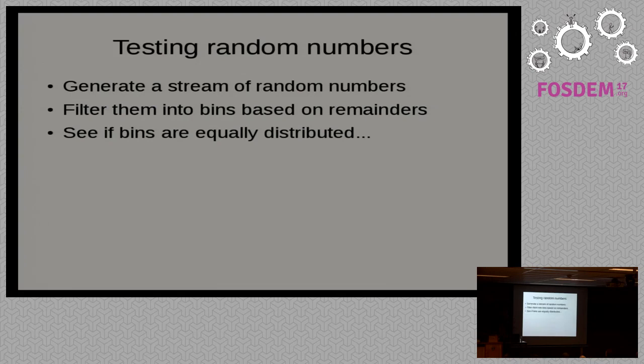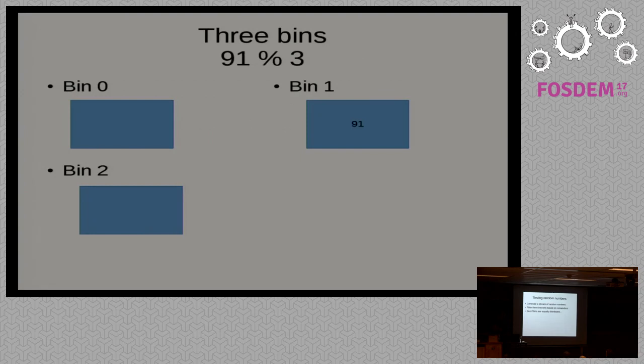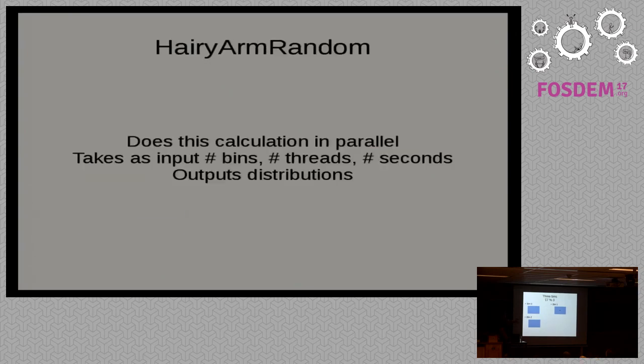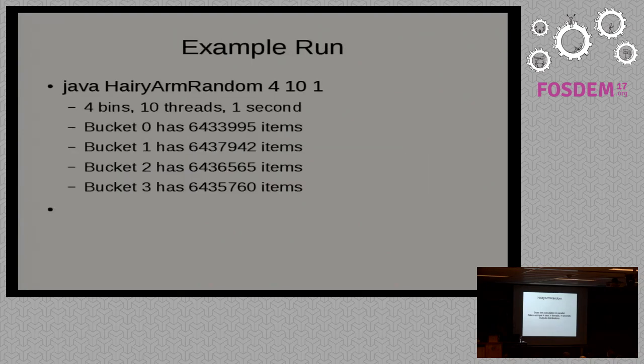So I just wanted to take a fun program on random numbers. If you want to debug your random number generator or figure out whether it's a good random number generator, you can take the remainder. If I have three bins, I can take the remainder by three and see which bin it fits in and see if your bins are equally distributed. So if I got 91 as a random number, it would be in bin 1, or 17, because 15 plus 2 would be in bin 2. And so I wrote a program that does a really parallel random number test like this, but bangs it all into one array, because I wanted to be able to show you perf.